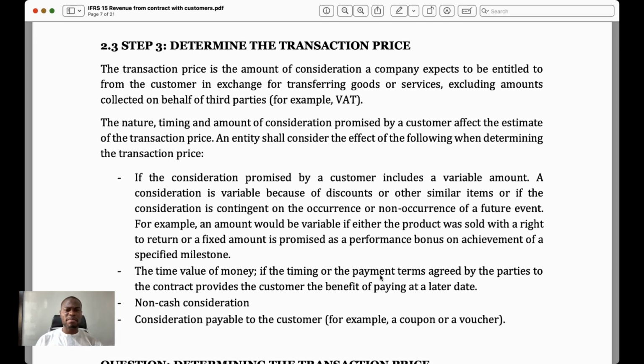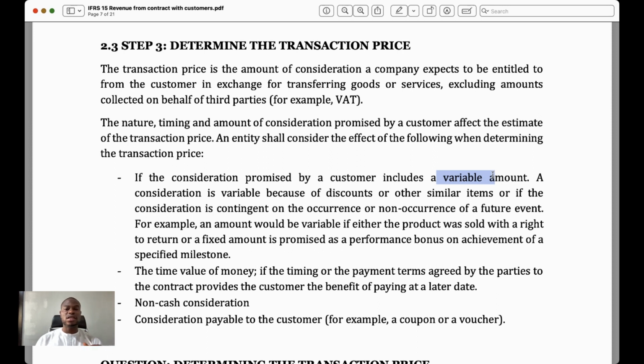And talking about agreeing in the contract, you might have agreed to some variable amount like discounts. That's okay. You want to give the customer some discount, or maybe you would have given the customer payment terms that are extremely favorable, that the customer might not pay in maybe over 12 months.